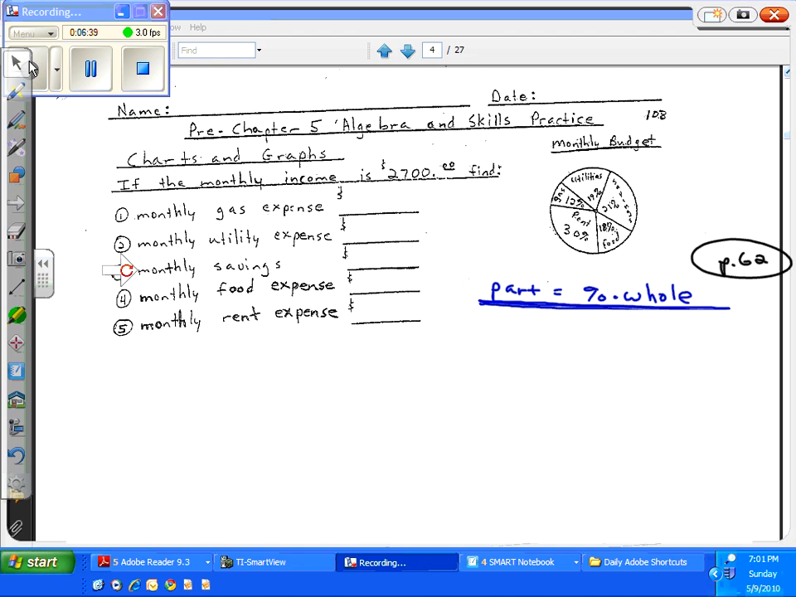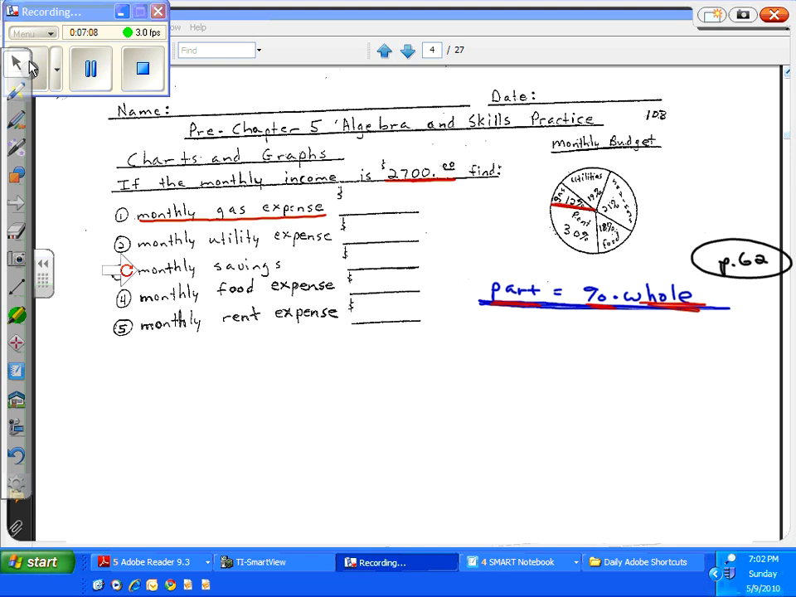It gives us the percentage of gas expense as being 12. It wants the monthly gas expense, so we're looking for the part. It gives us the percent. We know the whole budget, so we should be able to find the part. We call this part equal percent times whole, on page 62 of the algebra book, the generic brand.